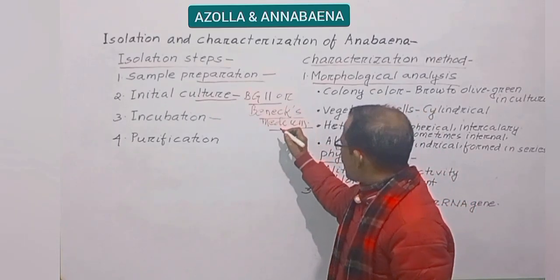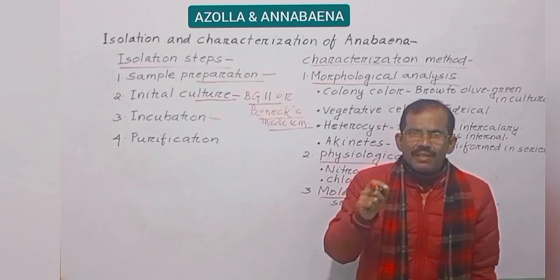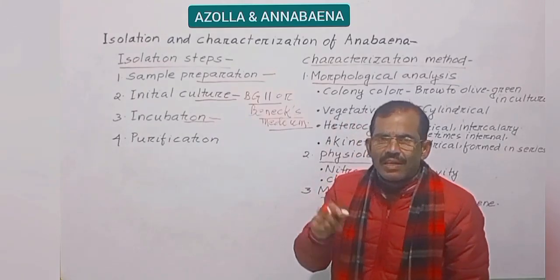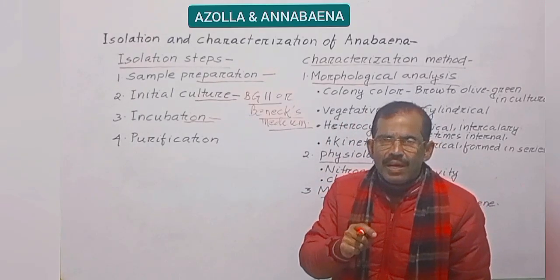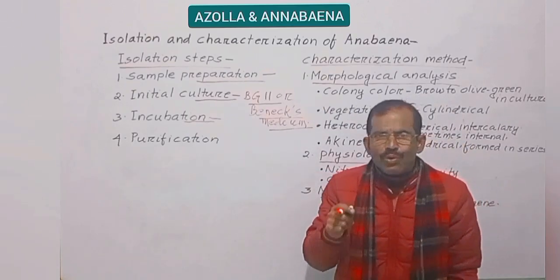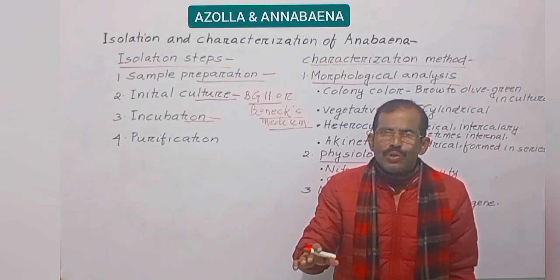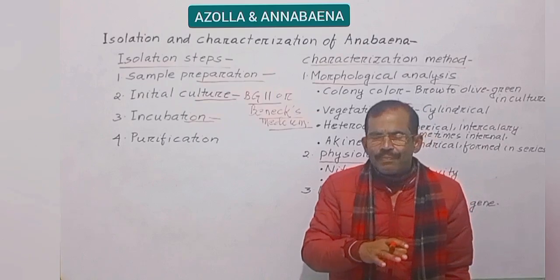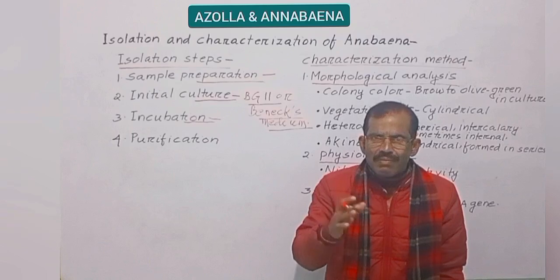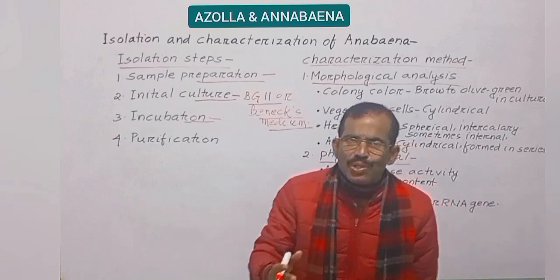as BG11 or Venkataraman medium. The flask is then incubated under continuous light, about 2000 lux, at a controlled temperature such as 25 plus or minus 2 degrees centigrade. After visible growth, the liquid culture is taken and plated on an agar nutrient plate containing BG11 and is incubated. After incubation, the well-developed cyanobacterial colonies are taken out for characterization.